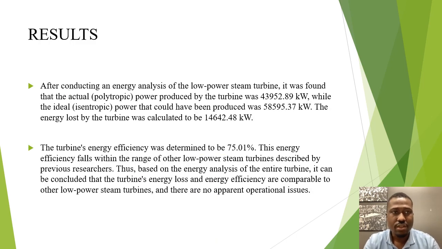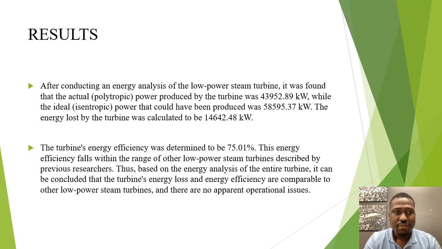The result gives us that after we've done our analysis, we find out that the actual power produced by this turbine was about 43,952.89 kilowatts, while the ideal power from our calculation gives us 58,595.37 kilowatts. Therefore, the energy lost by this turbine, which is the difference between these two powers, was given as 14,462.4 kilowatts. The efficiency of this turbine was given to be 75%.